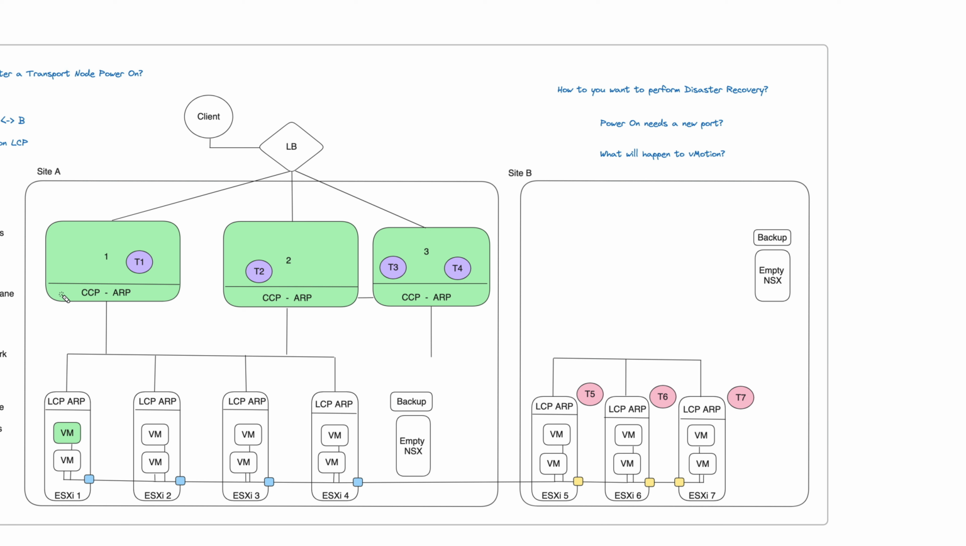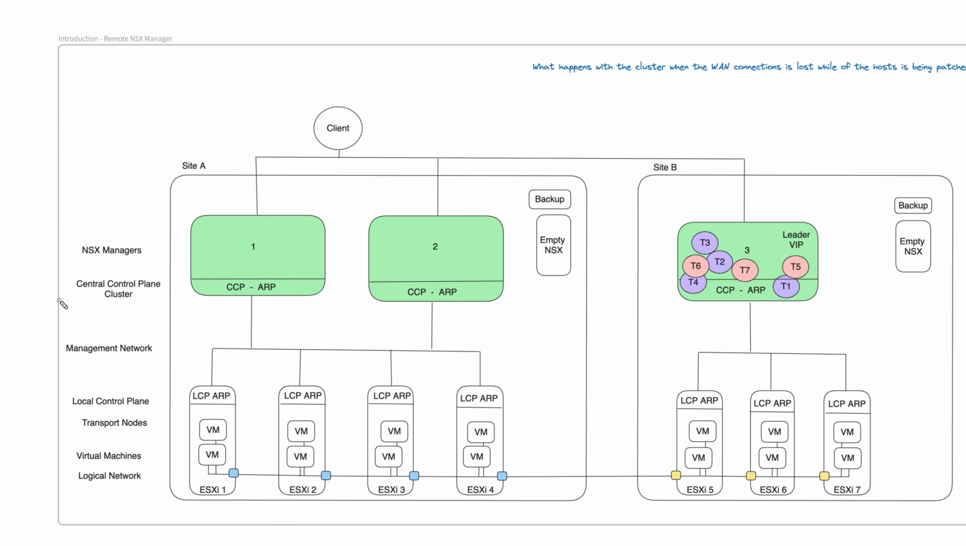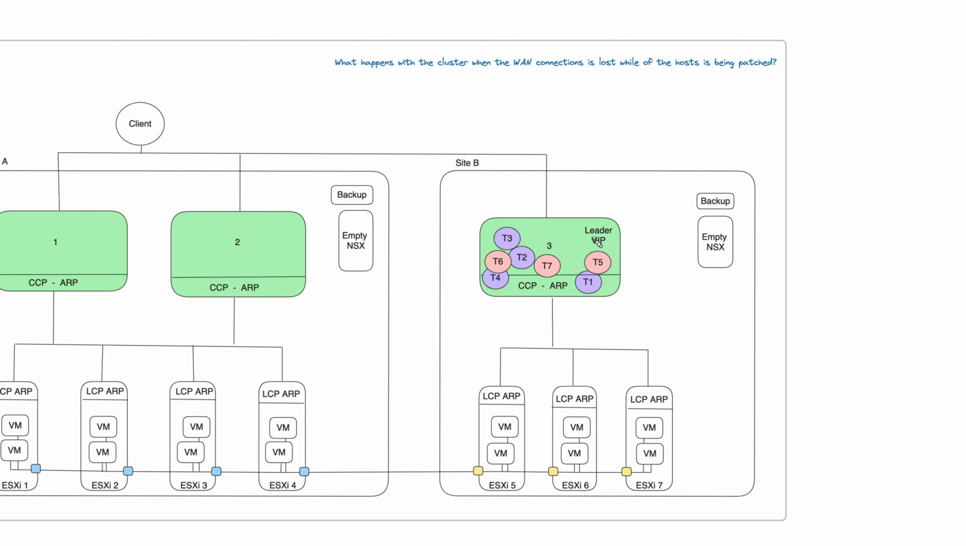So just a little recap. If you ask VMware, where do I place my NSX managers? They say, well, it doesn't really matter. Keep in mind, locality is a myth. If you have no network connection at all, the NSX manager on site B is not managing any local transport nodes there.